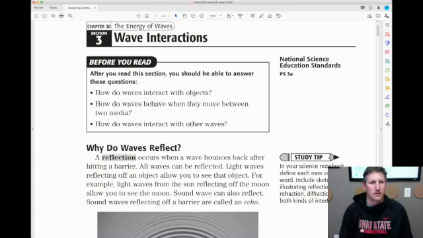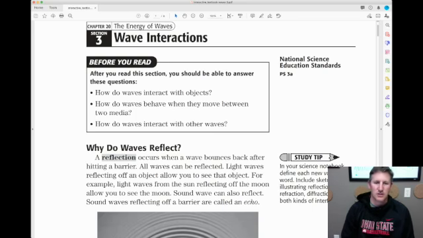All right, today we're going to talk about wave interactions. I'm going to read through this with you. We're going to highlight some vocabulary words and talk about what they mean and how they relate. This reading will be in your Google Docs, so you can read along with me.